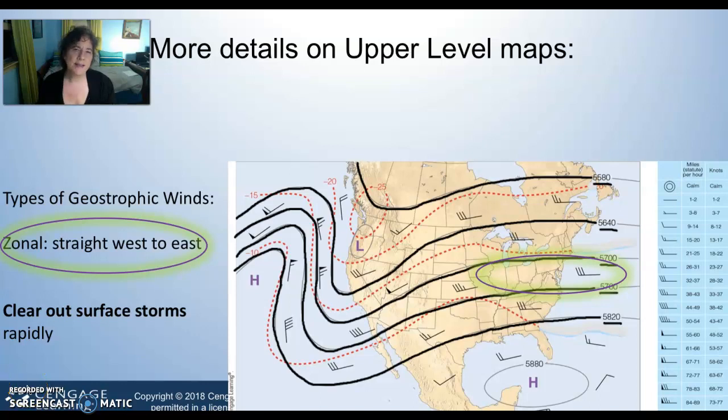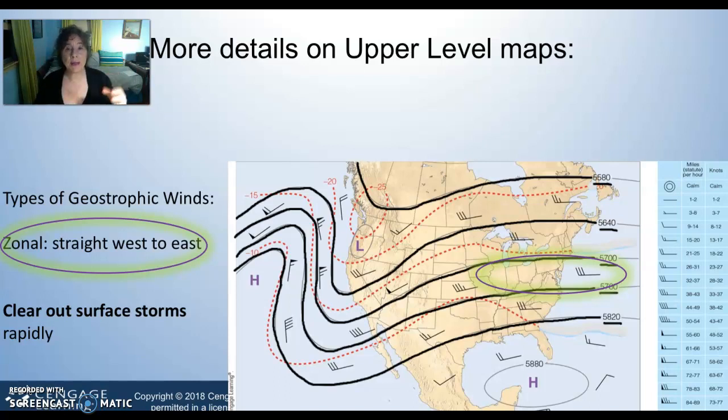Okay, last video on chapter 6 and a few definitions about upper level winds. So one of our first definitions is for zonal winds. And zonal winds are prevailing westerly straight line winds on upper level maps. You see it highlighted here. They are going to move straight from west to east, zonal winds.